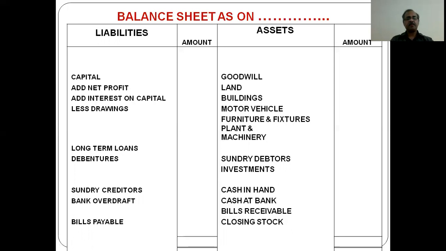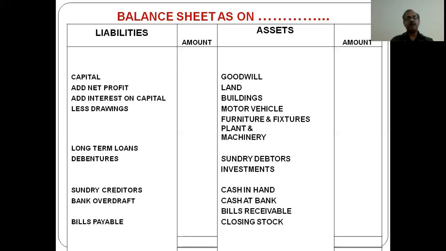Then after recording all the liabilities and assets, the long-term liabilities, short-term liabilities, fixed assets and short-term assets, we are required to add both sides, liability side and asset side. One of the important features of the balance sheet is that it must tally. The liability side and asset side must tally. So that means it must be equal.